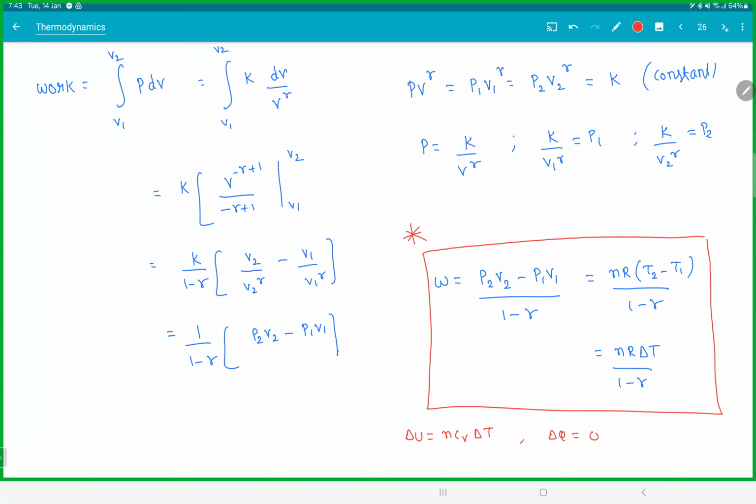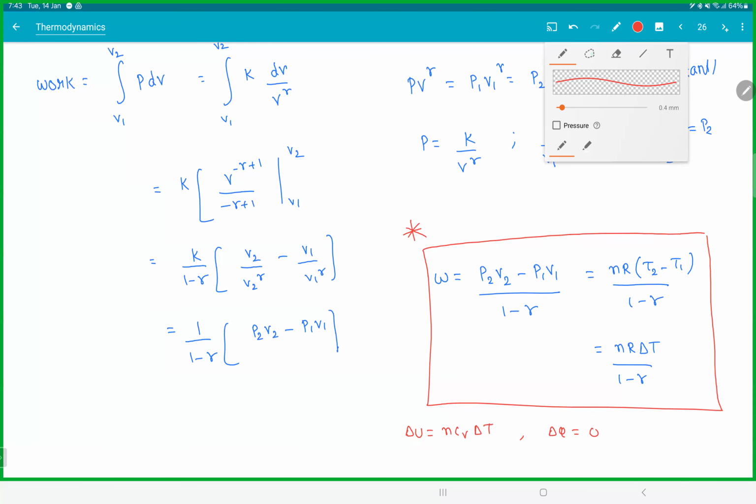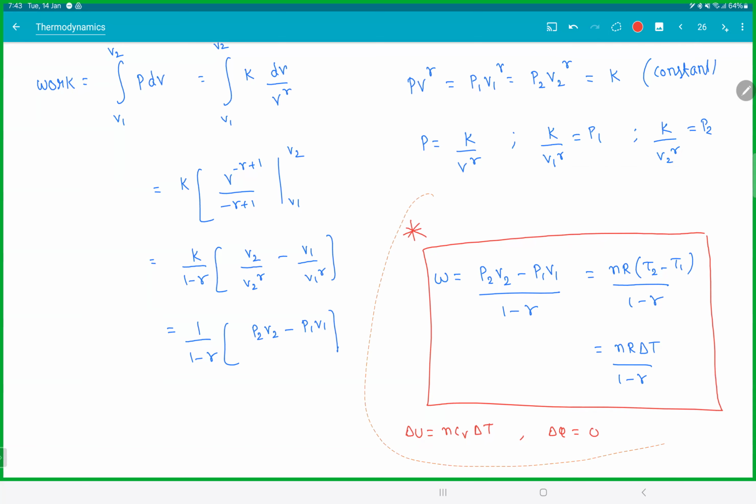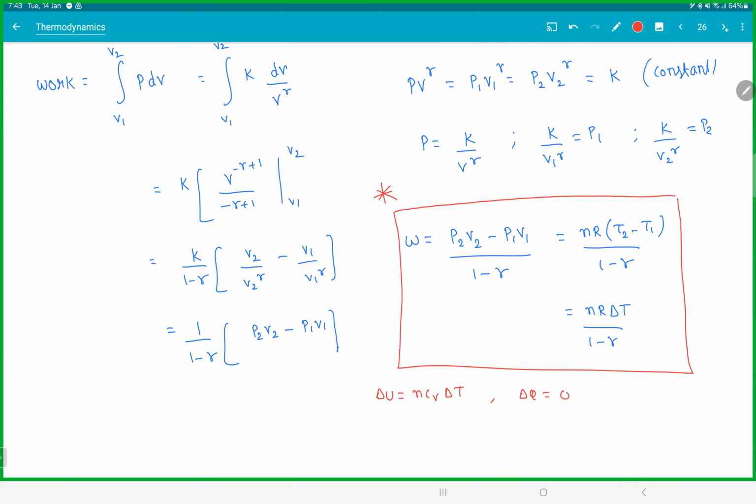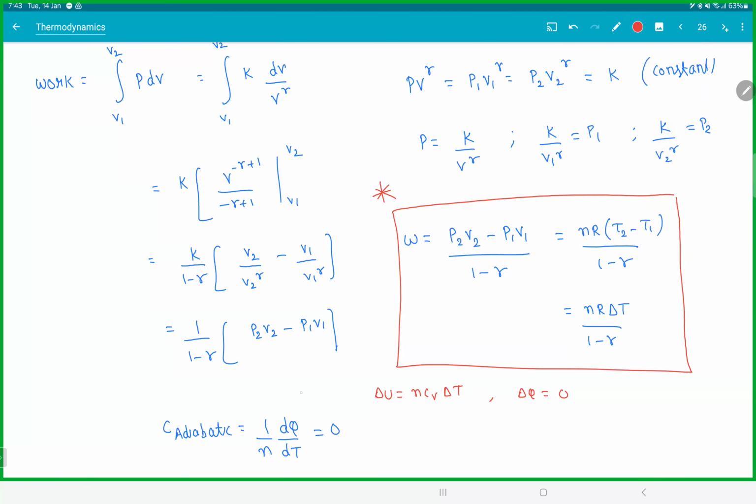There's one important thing though. What about the molar heat capacity in adiabatic process? What is the molar heat capacity? See, for adiabatic process, again look at the formula 1 by n dQ by dT. dQ is 0, so this is 0. Try to understand the meaning. You can change the temperature in an adiabatic process without giving any heat. Right?